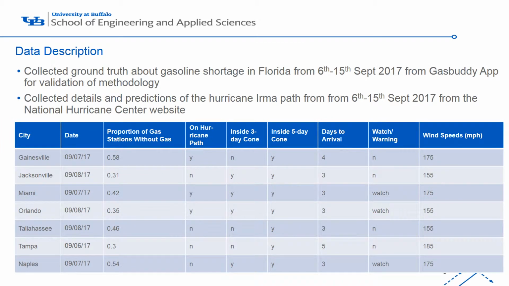So here's some data description, which basically constitutes the ground truth. We collected ground truth about gas shortages in Florida from September 6 to 15 from an app called GasBuddy. And this was done to validate the methodology. And we also collected details and predictions of the hurricane path from the National Hurricane Center website.